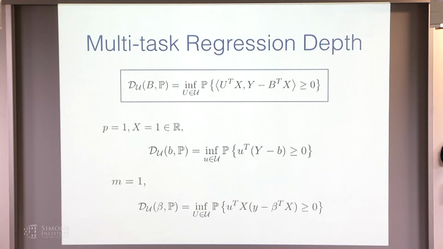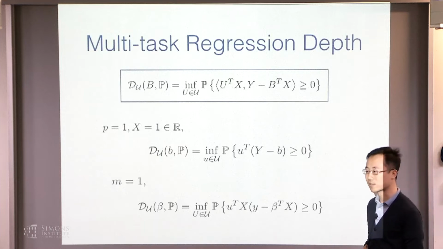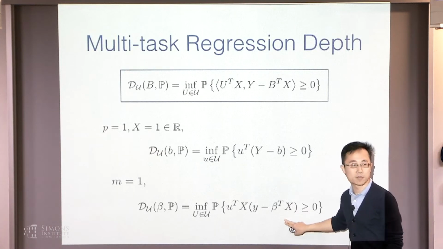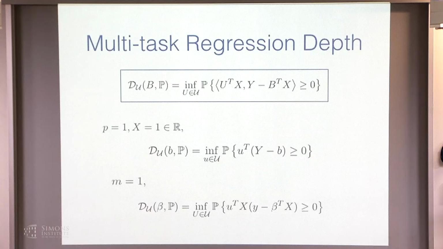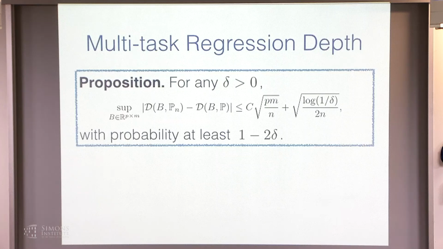Okay? And the second special case is when m is 1. So that means it's just a univariate regression problem with multivariate covariates. So that reduces to the regression depth function. So you can see that the multitask regression depth function is really an extension of both Tukey depth and regression depth from different directions. Okay, so to understand why it helps you to estimate things robustly in a minimax way, let's talk about two important properties of regression depths.